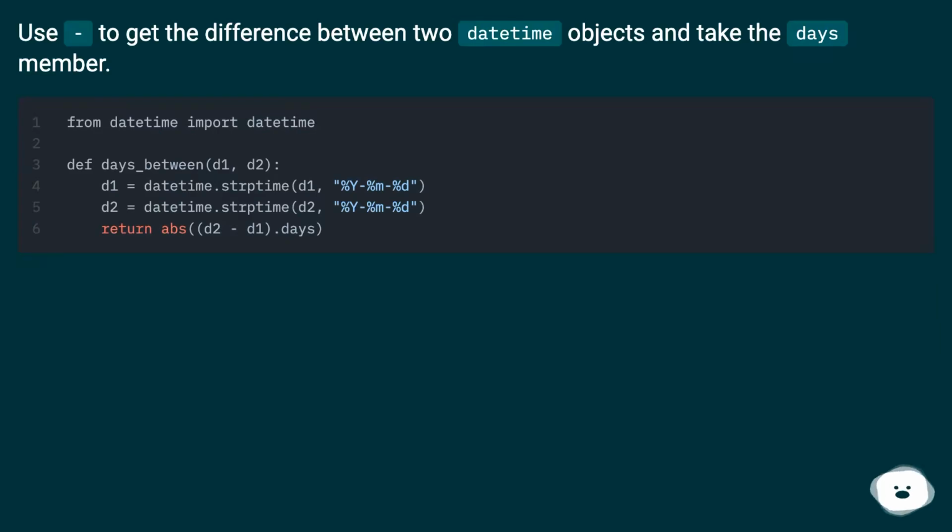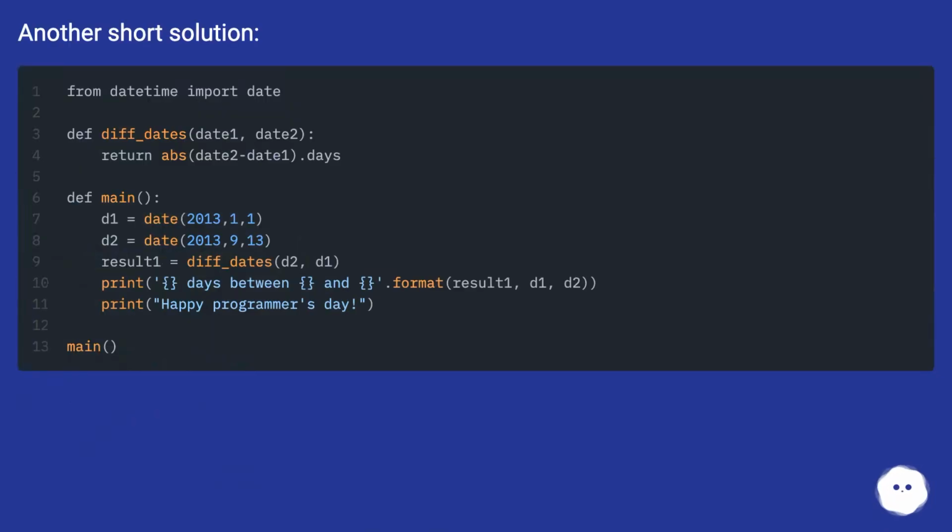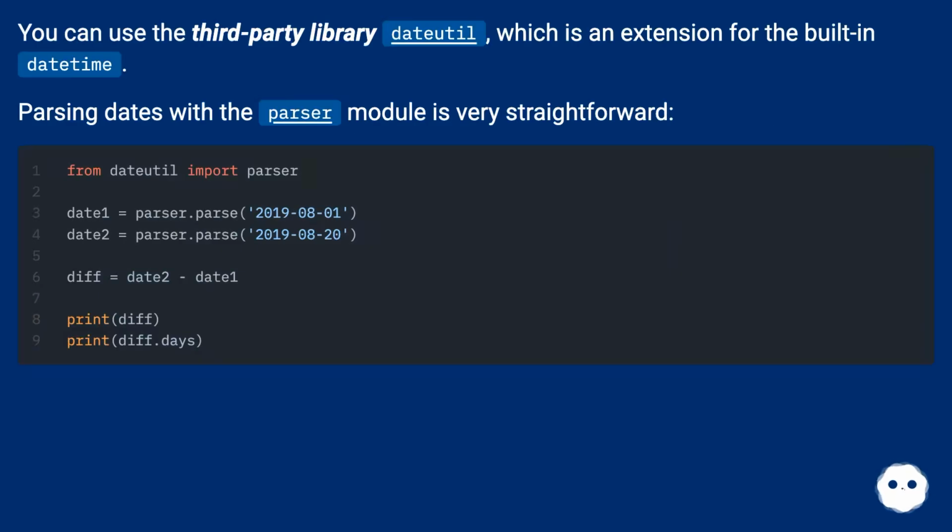Use subtraction to get the difference between two datetime objects and take the days member. Another short solution. You can use the third-party library dateutil, which is an extension for the built-in datetime. Parsing dates with the parser module is very straightforward.